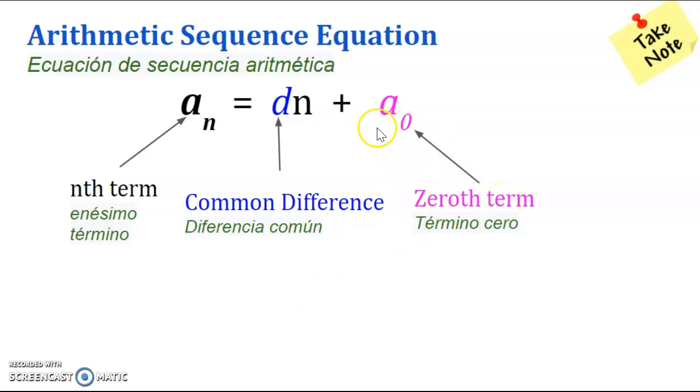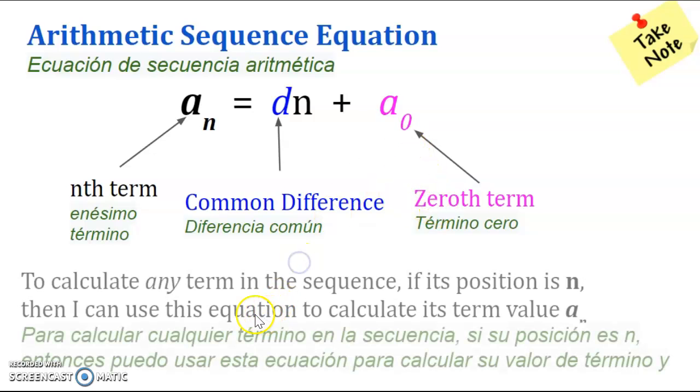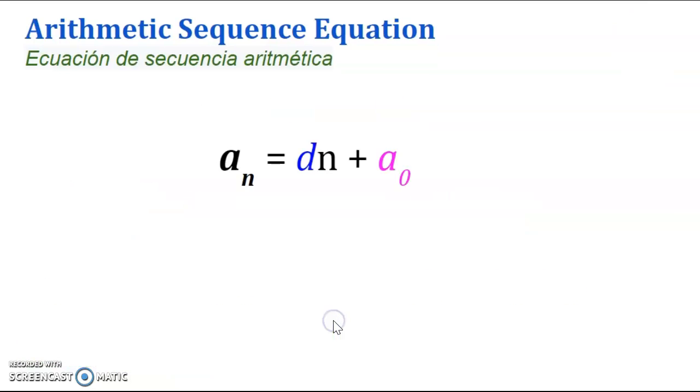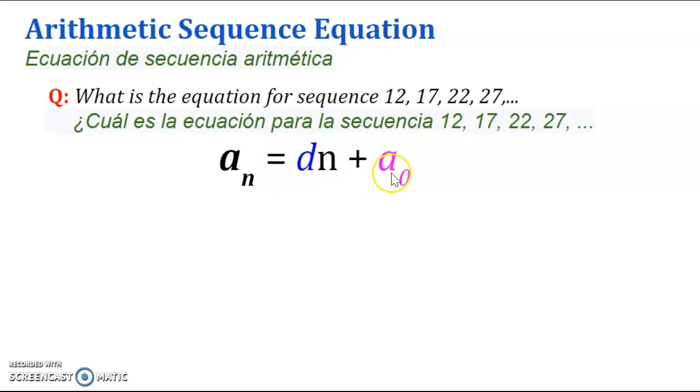Okay, and this again is something that we've introduced. It's not on the sequence in itself. It tells us the previous number. If we had to predict what the previous number was from the sequence, then it will be the zeroth term. So to calculate any term in the sequence, if its position is n, then I can use this equation to calculate its term value a. All right, so this is my equation.